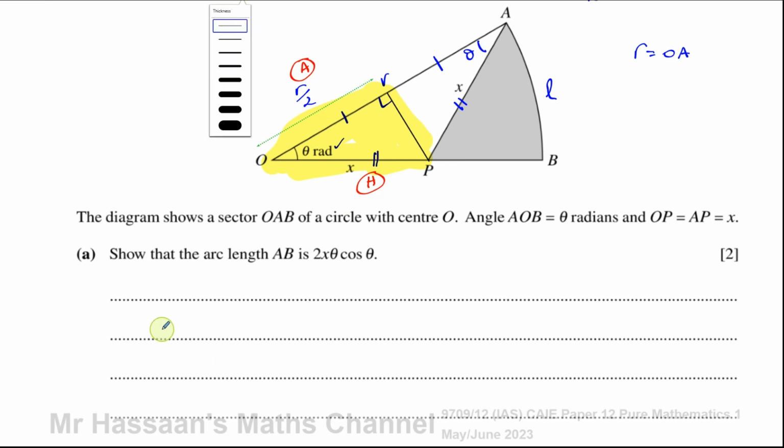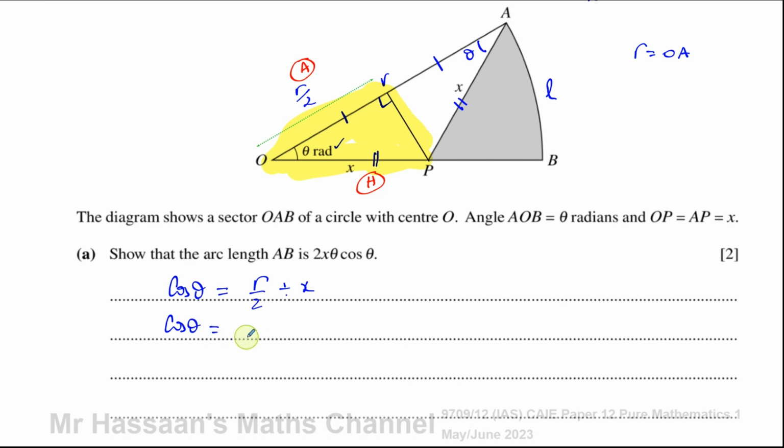So we can simply say that the cosine of theta is equal to the adjacent, which is r over 2, divided by the hypotenuse, which is x. I've written it in this way because it's a bit easier to deal with. So you have r over 2 times 1 over x. We want to find r in terms of x, so if you multiply both sides by 2x, r is 2x times cosine theta. That is the radius of this sector.